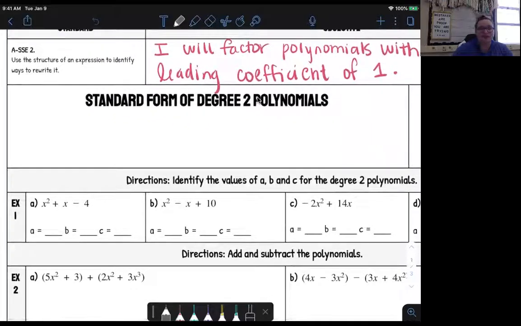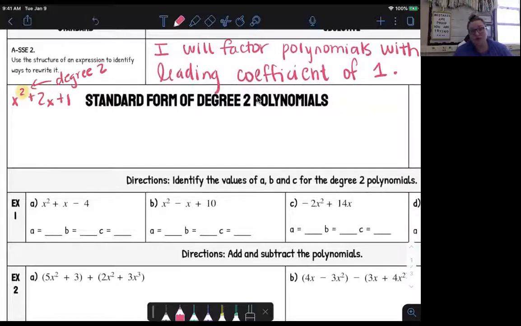So the first thing we need to talk about to be able to understand what I mean when I say a leading coefficient of 1, or when I say that a is 1, is the standard form of degree 2 polynomials. A degree 2 polynomial has the highest exponent of 2. So for example, you might see x squared plus 2x plus 1. I know that this is a degree 2 polynomial because the highest exponent is 2.